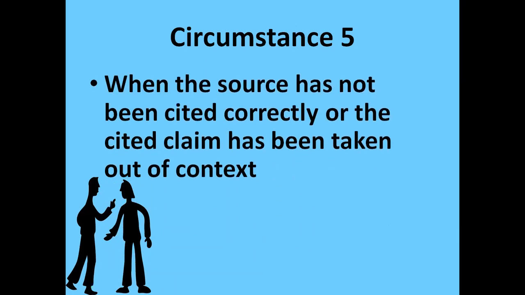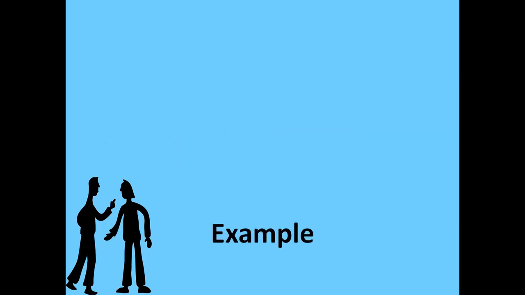See what is circumstance number 5. When the source has not been cited correctly or the cited claim has been taken out of context. The fallacy of inappropriate appeal to authority can also be committed if the arguer has not cited a source correctly. It means that you are picking a source and that source is incorrect. Let's see its example.